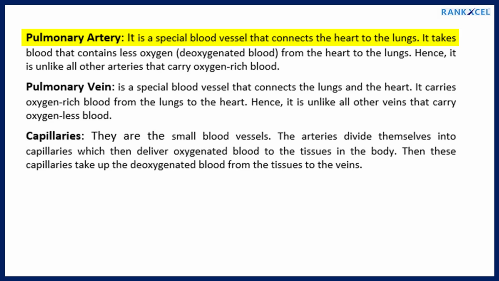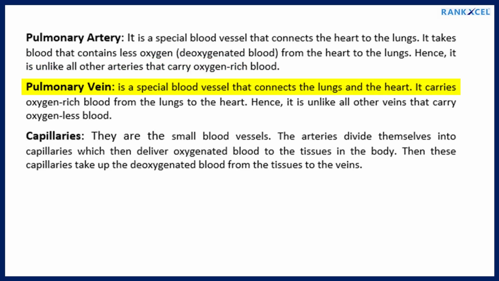Pulmonary artery is a special blood vessel that connects the heart to the lungs. It takes blood that contains less oxygen, deoxygenated blood, from the heart to the lungs. Hence, it is unlike all other arteries that carry oxygen-rich blood. Pulmonary vein is a special blood vessel that connects the lungs and the heart. It carries oxygen-rich blood from the lungs to the heart. Hence, it is unlike all other veins that carry oxygen-less blood.